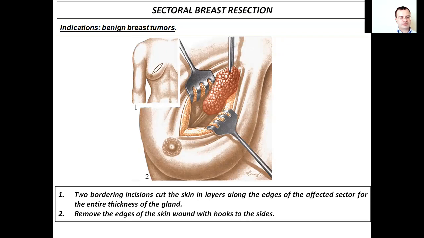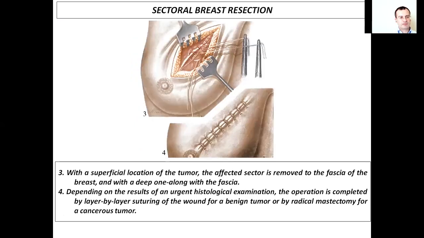Sectoral breast resection. Two bordering incisions cut the skin in layers along the edge of the affected sector for the entire thickness of the gland. Remove the edge of the skin wound with hooks to the side. With a superficial location of the tumor, the affected sector is removed to the fascia of the breast, and with a deep one, along with the fascia. Depending on the results of an urgent histological examination, the operation is completed by layer suturing of the wound for a benign tumor, or by a radical mastectomy for a cancerous tumor.